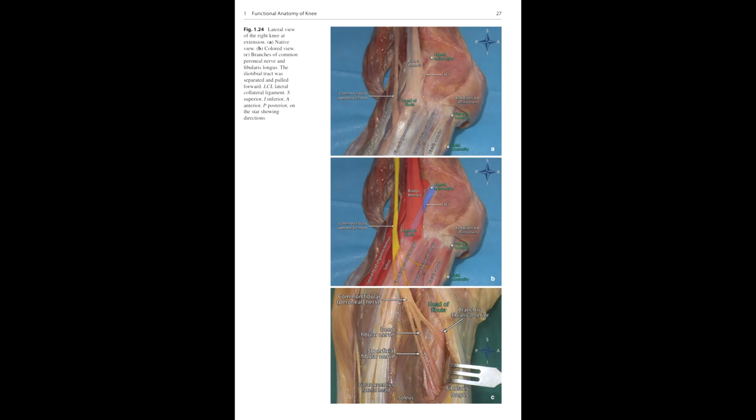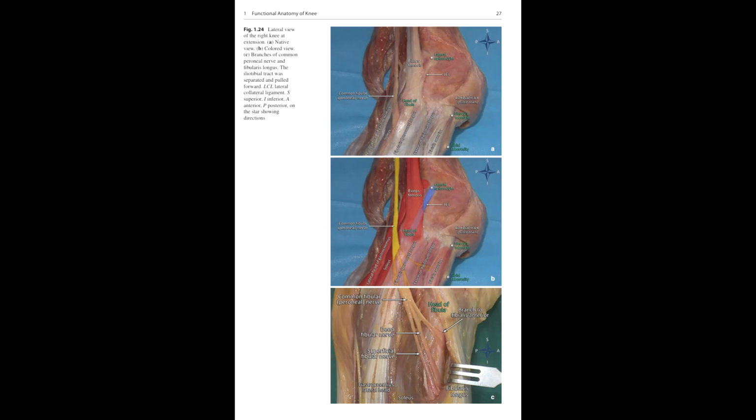The first image shows us the essential framework. At the top, you see the lateral epicondyle of the femur, marked with an asterisk. From here, the lateral collateral ligament, or LCL, runs downward as a distinct cord-like structure, inserting onto the head of the fibula. As we emphasized earlier, this ligament is separate from the joint capsule and the lateral meniscus, which makes it very different from the medial side.